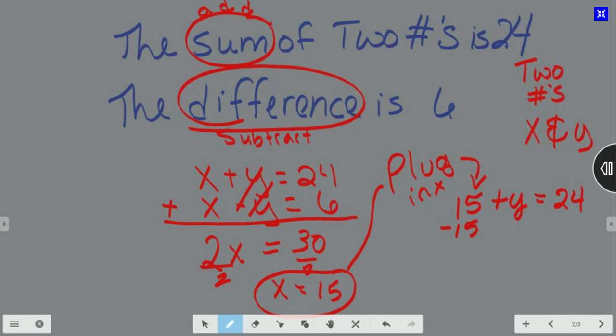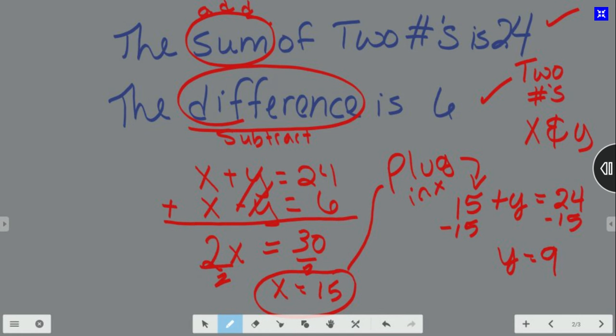Subtracting that 15, and y is equal to 9, right? What is 15 plus 9? 24. Is that what I want it to be? Yeah. What is 15 minus 9? 6. So the sum is 24. The difference is 6. I know I have the right answer. Yes? These are not hard ones.